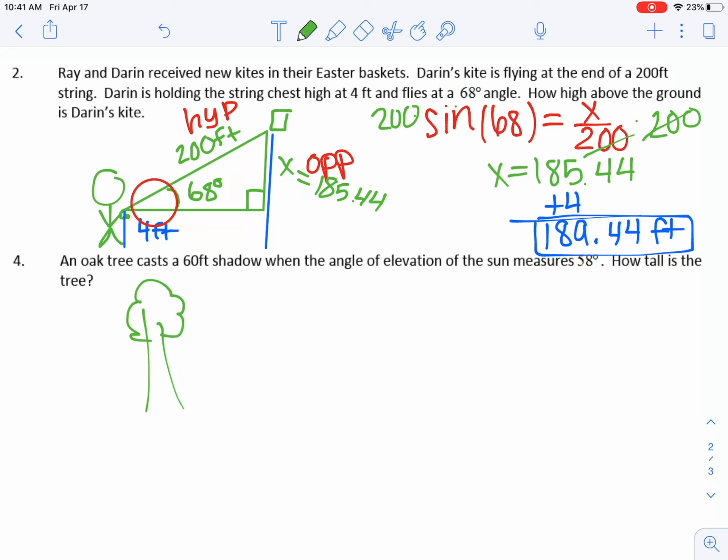So we're going to have our tree. We know that our shadow is 60 feet. And then the angle of elevation, so from the ground up to the tree, measures 58 degrees. Okay, our question is, how tall is the tree? So that would be this side of our triangle. So you're trying to find x for this problem. Start with your angle, 58 degrees. Figure out what you're working with, opposite, hypotenuse, or adjacent, and set up an equation, and then solve for x.